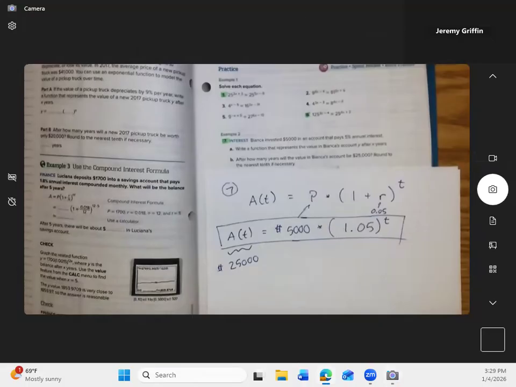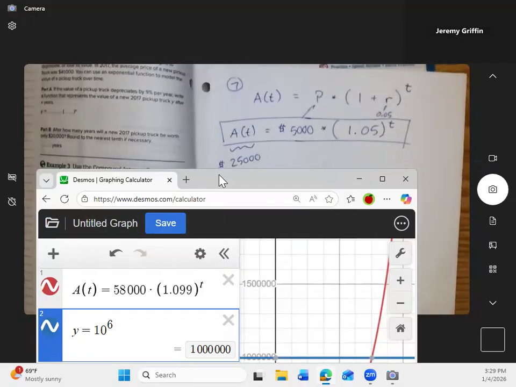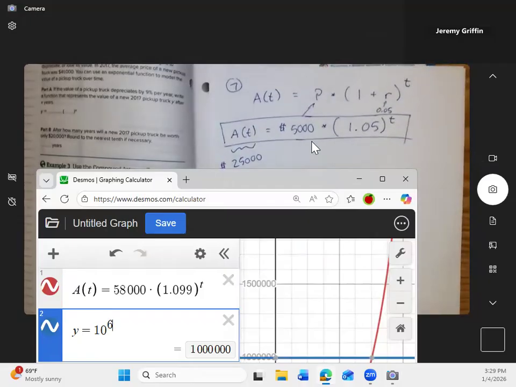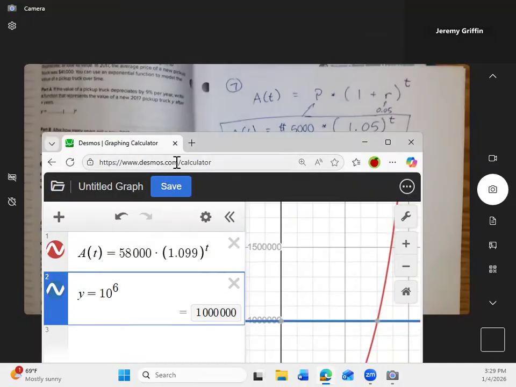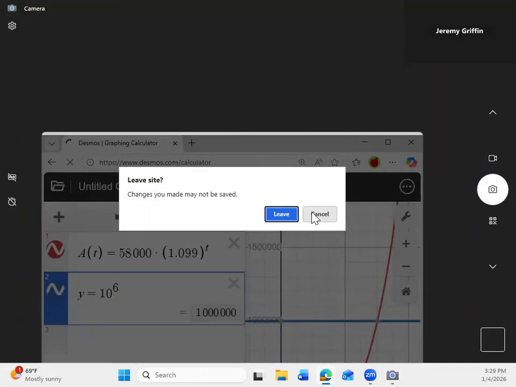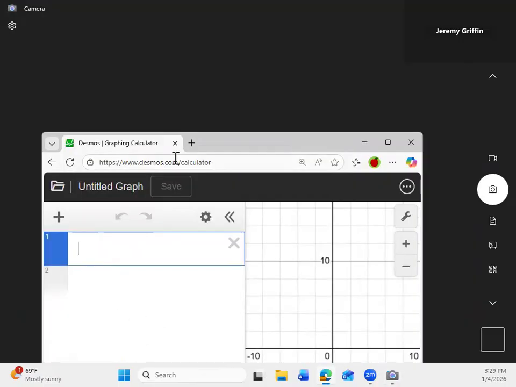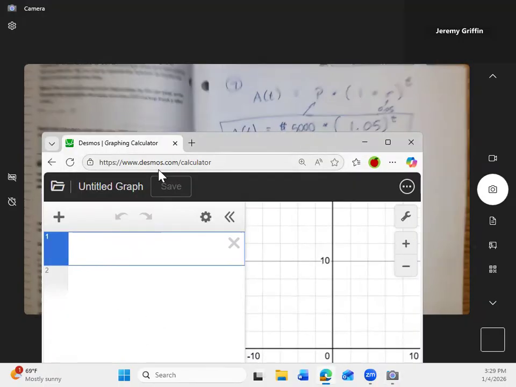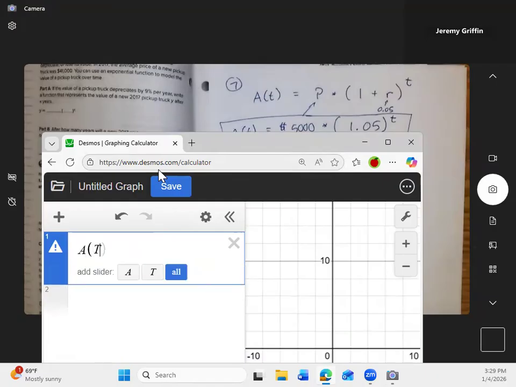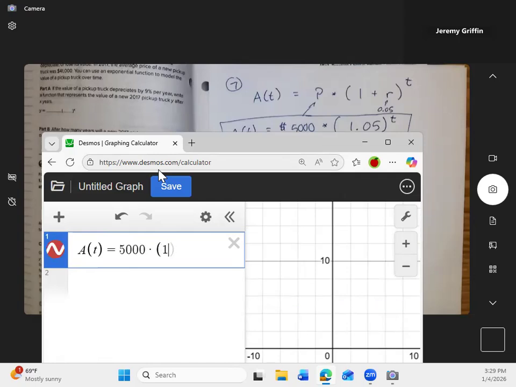Let me just go ahead and plug this right into Desmos. Every time I type on this keyboard, I lose connection there. All right, so let's go. The amount as a function of time is equal to $5,000 multiplied by 1.05 to the power of t, the time that has passed.